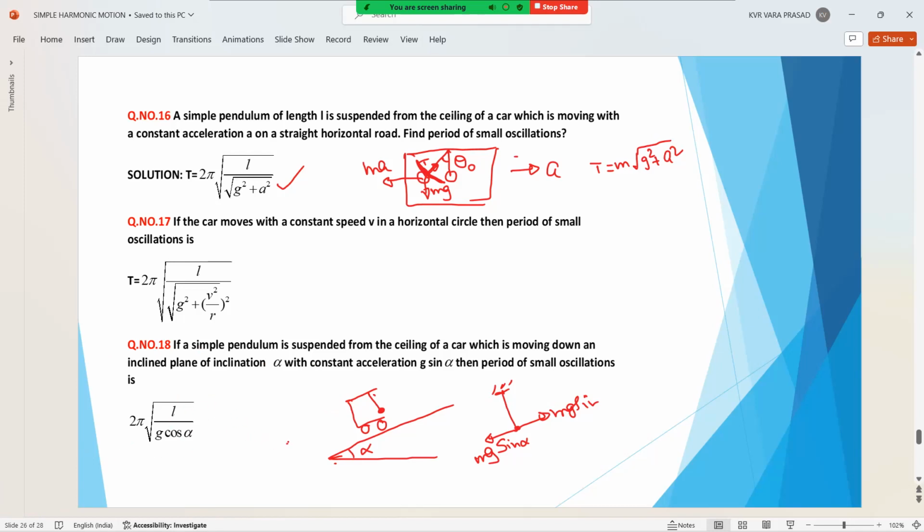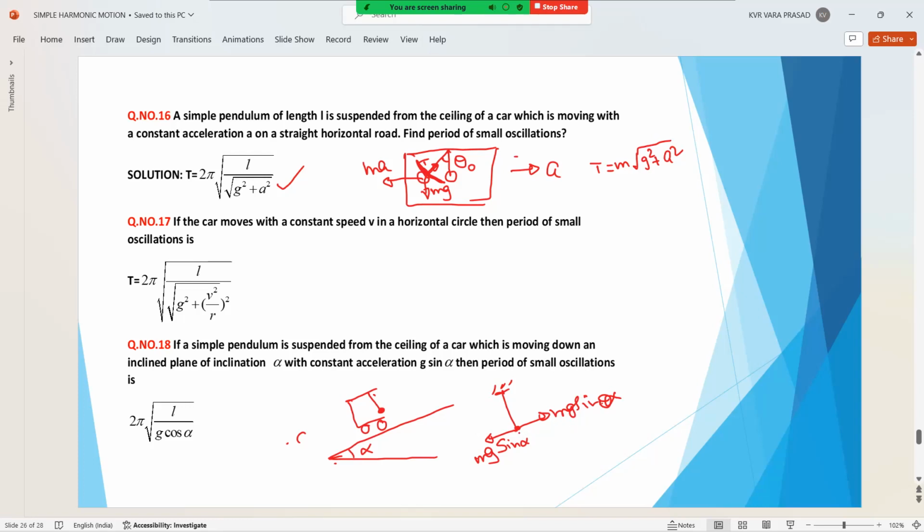It is mg sin theta, and these two are now cancelled. So it is alpha, not theta, alpha. So mg sin alpha, and this is also the same. So both get cancelled. There is no net force along the inclined plane.